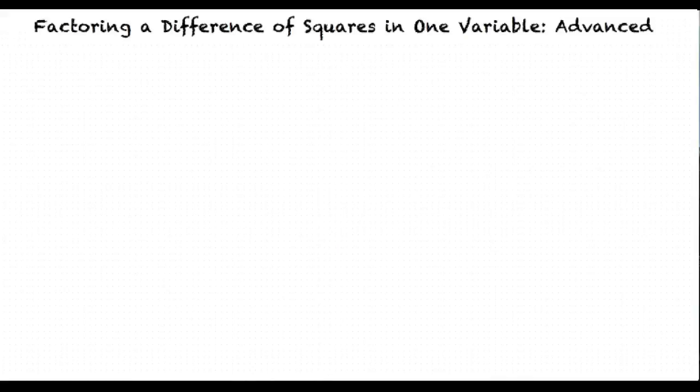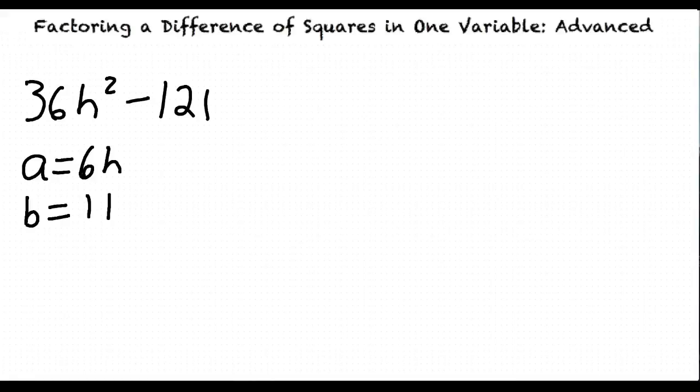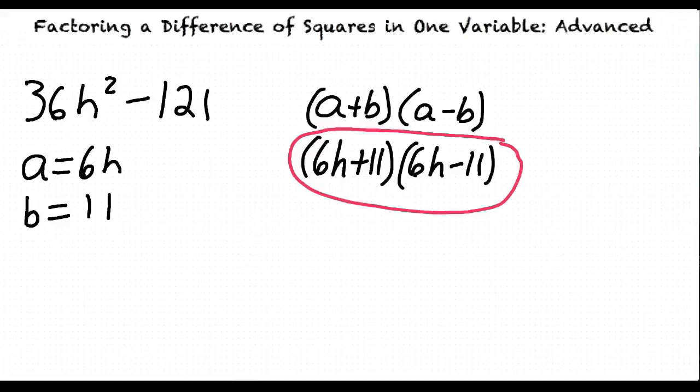Sure. Let's start off with the example problem 36h squared minus 121. We first take the principal square root of the first term, then the principal square root of the second term. This results in a equals 6h and b equals 11. Now that we have our values, we can insert them into our difference of squares formula. This results in 6h plus 11 times 6h minus 11 as our final answer.